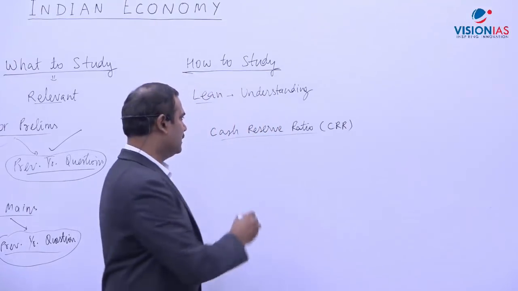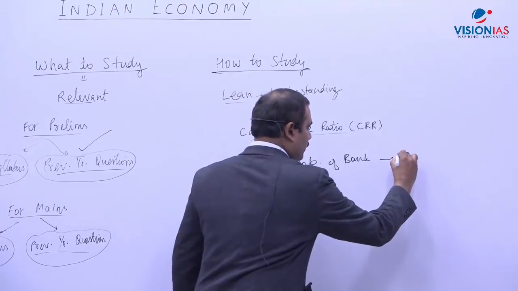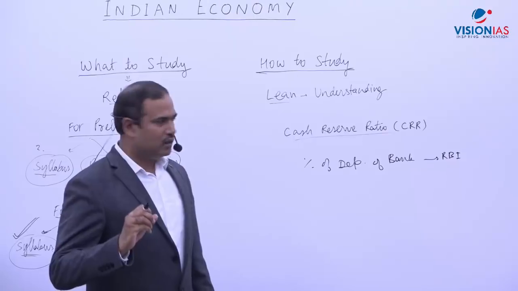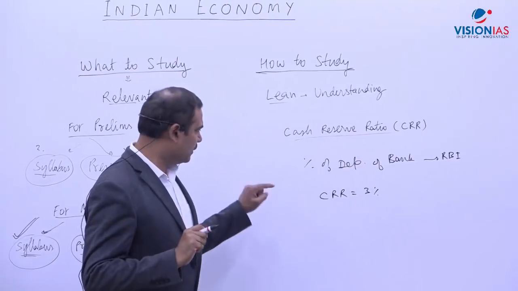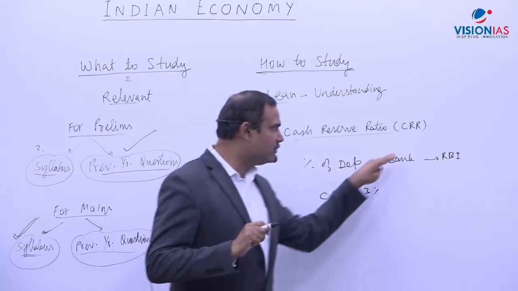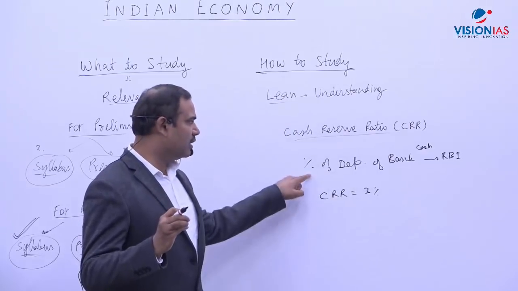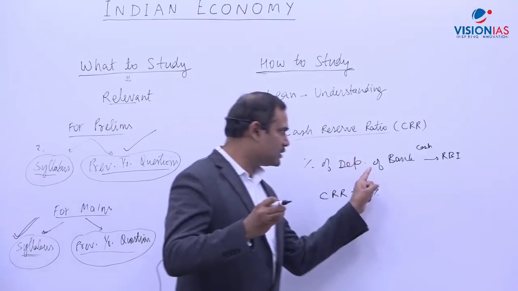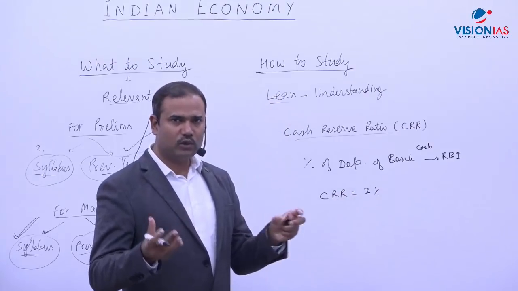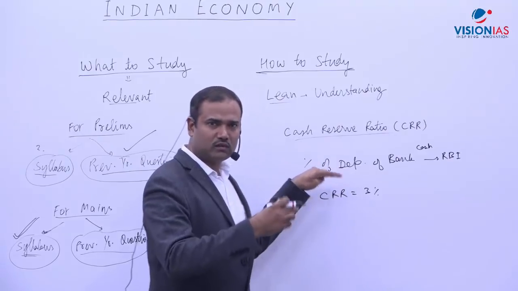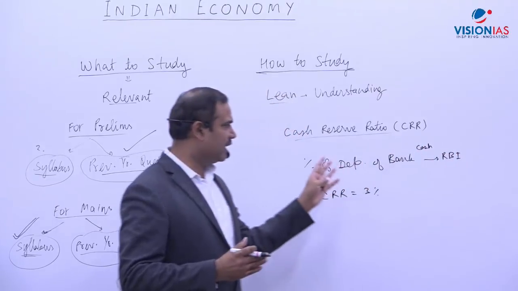So the percentage of deposits of a bank which the bank has to keep with RBI. For example, right now CRR is 3%. So it means that percentage of deposits of banks which they have to keep with RBI in cash, in the form of cash. For example, if you deposit 100 rupees in a bank, that bank has to transfer 3% of 100, which means 3 rupees, to RBI. That is CRR. Or another example, if you deposit 1 lakh rupees in your bank account, that bank has to transfer 3% of 1 lakh, which is 3000 rupees, in cash to the RBI. That is cash reserve ratio.